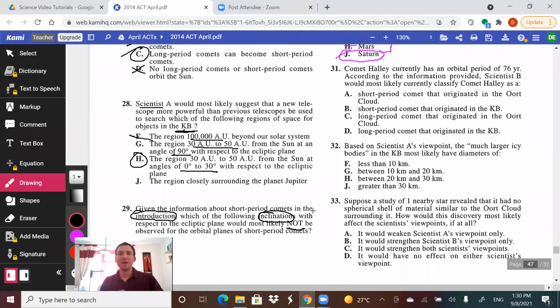All right, 31. Comet Halley currently has an orbital period of 76 years.